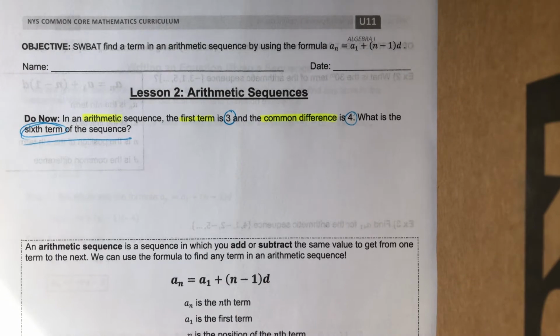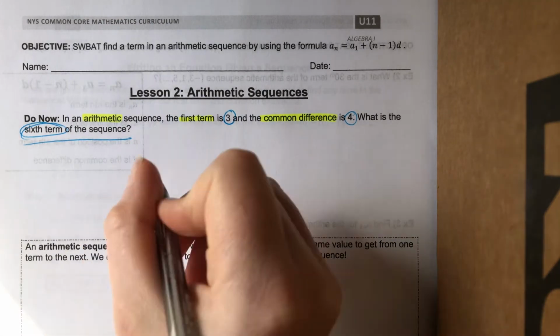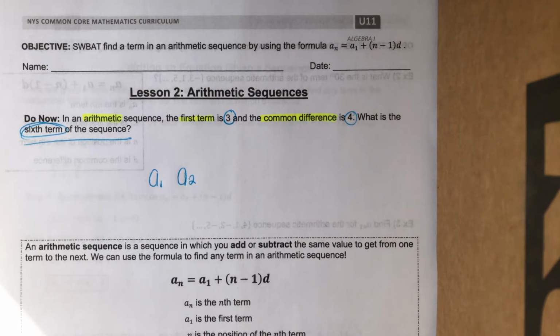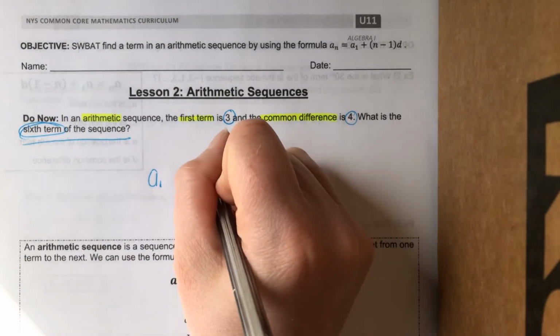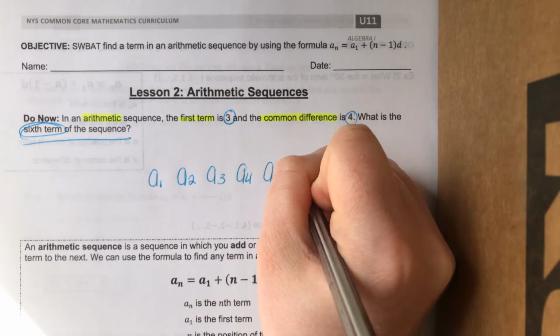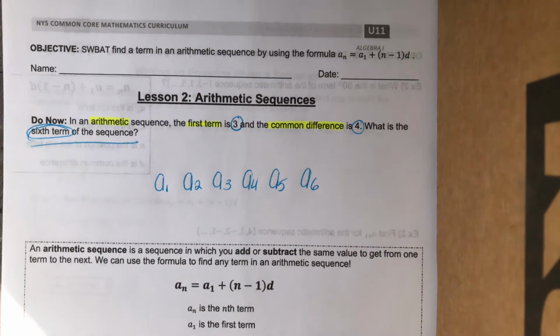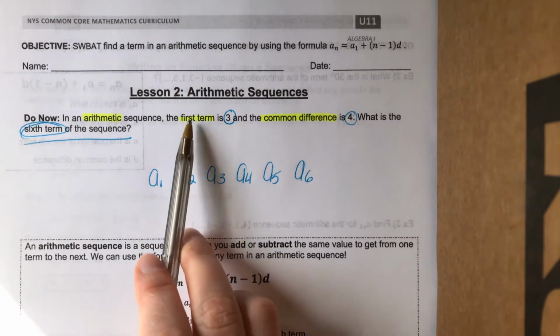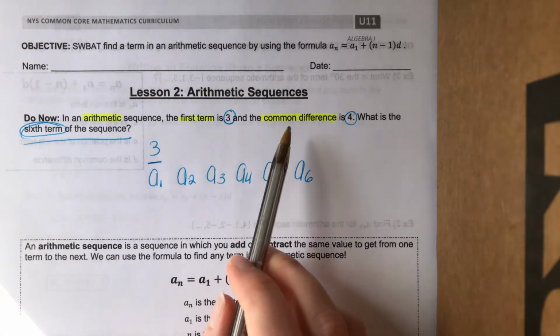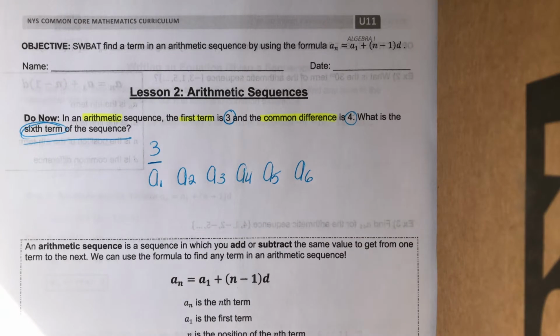So I know from yesterday in lesson 1, we had gone over that A sub 1 would be the first term. And I know A sub 2 would be the second term. I want the 6th term. So I'm going to start off by just listing these out until I get to 6, because that's going to be my answer, the 6th term. I know that the first term is 3, so 3 is my first term. And I know that the common difference is 4. Since it's a positive 4, I know that I'm adding 4 each time.